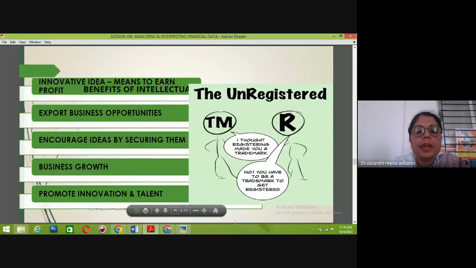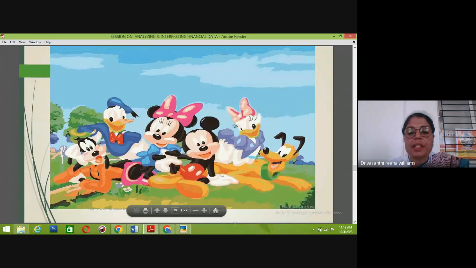These are the benefits of intellectual property. And in case you have ideas, you can always think about it, you can always register that, and earn some money or be productive in some way. Can we go to the next slide, please?